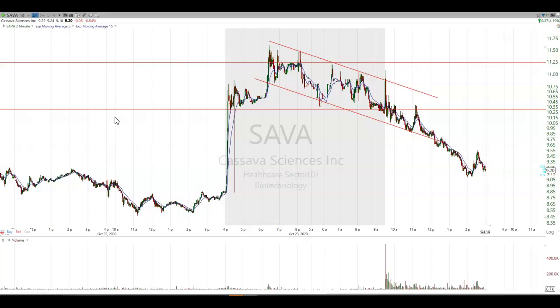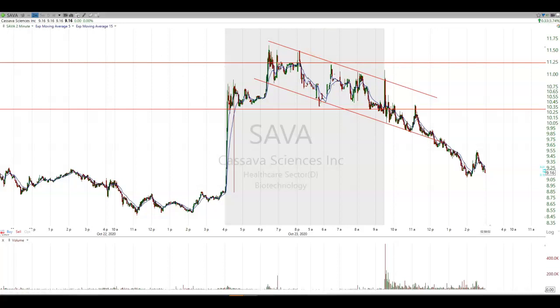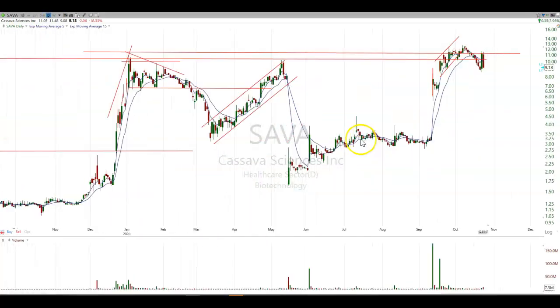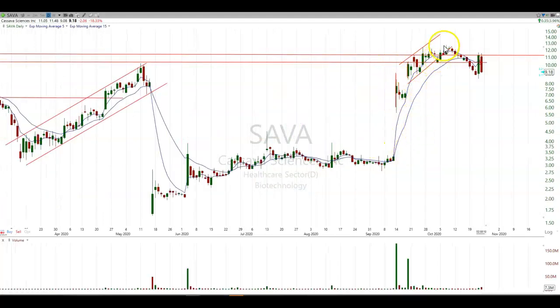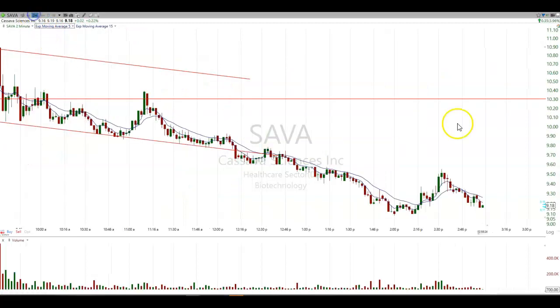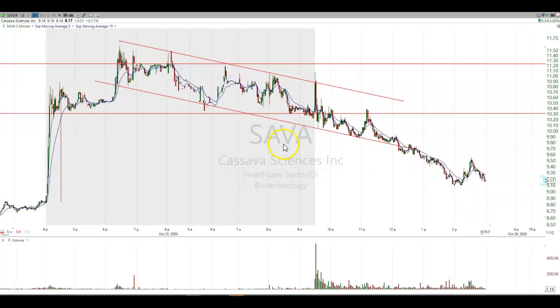So this is SAVA. They were upgraded by one of the big houses after selling off. It was a great chart. Big gap up, flag, gapped up, rolled over. Here's the release of the news of an upgrade, and then today we get a big reversal bar on it. So it's too bad, but it is what it is.